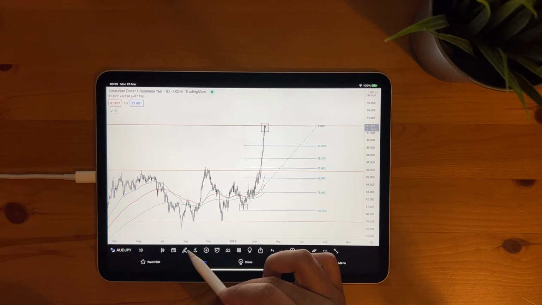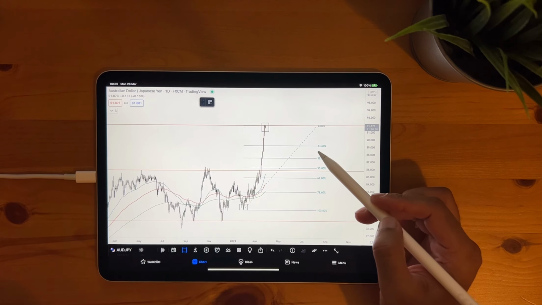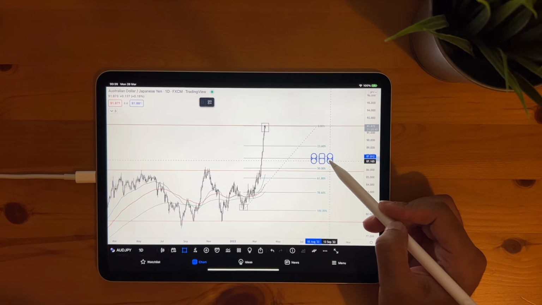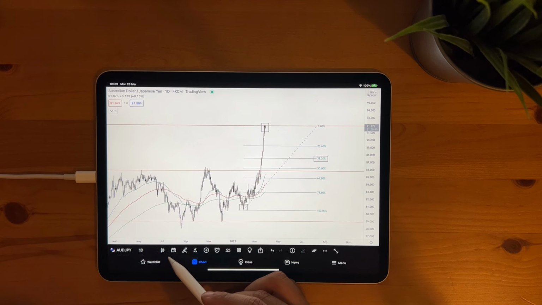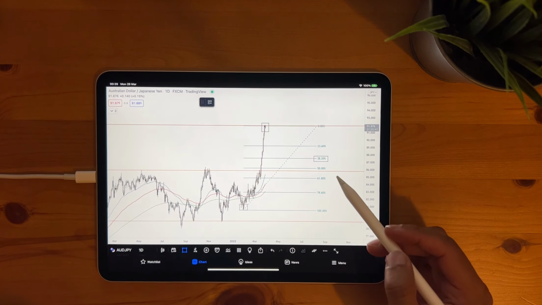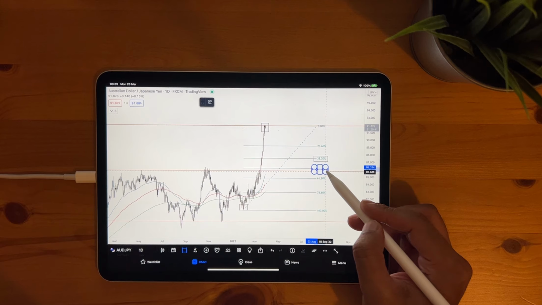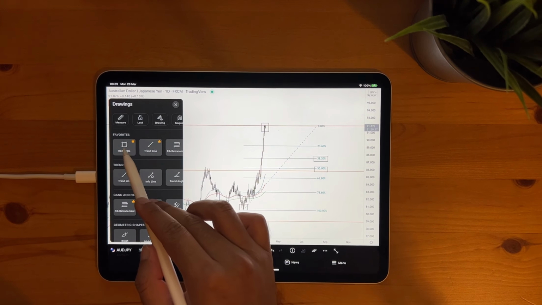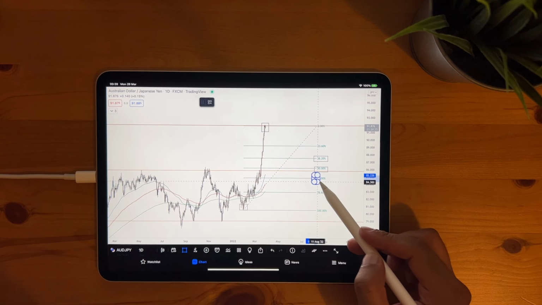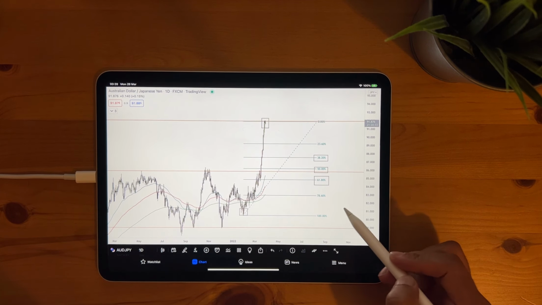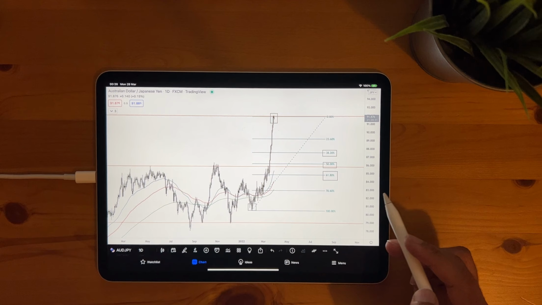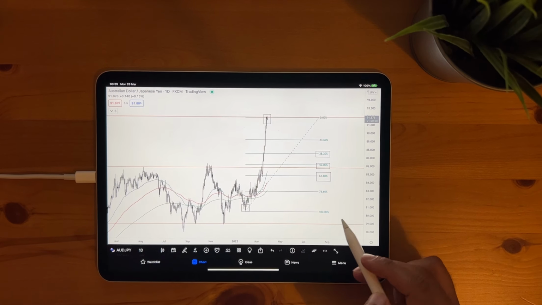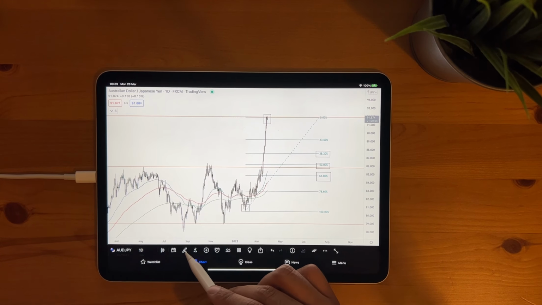Okay, so for step number 3, we want to identify the key retracement levels. So the first one is 38.2, the second one will be 50, and the third and final key retracement level will be 61.8. These 3 are the key levels that you want to be looking out for when looking for retracements in price.